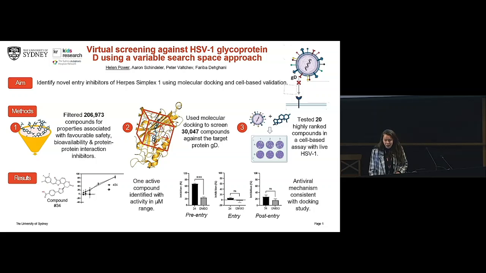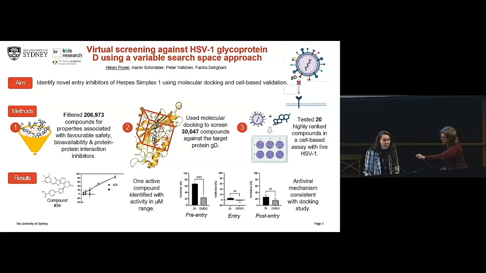I'm presenting a project on identifying novel inhibitors against herpes simplex 1 virus. Currently all the drugs used to treat HSV1 target replication of the virus. With this project I aim to target a surface protein called GD, which is used in binding of the virus to human cells, and so is involved in entry.